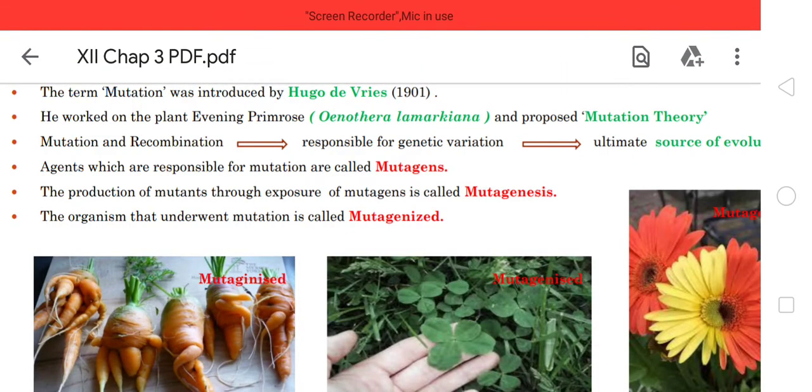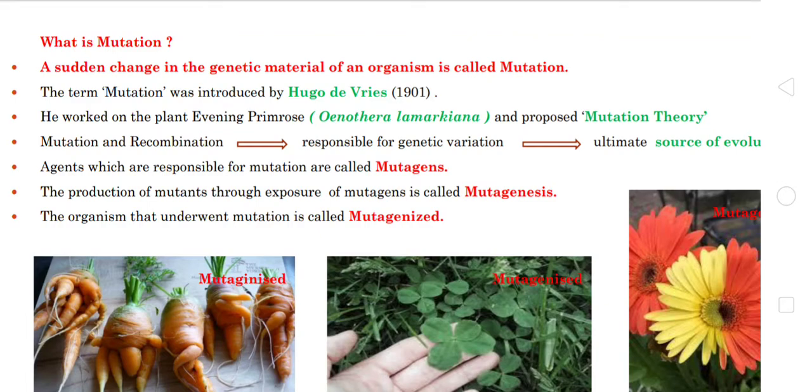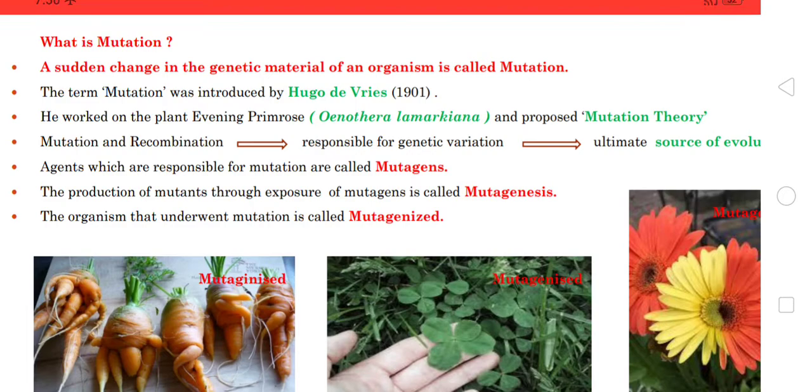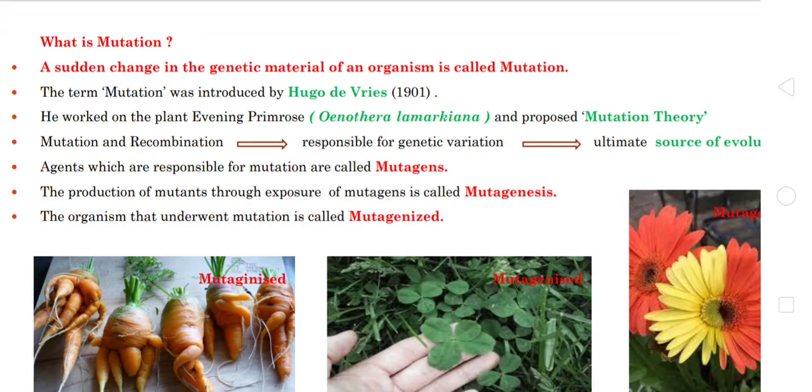Namaskaram students. In the previous session, we discussed the chromosomal theory of inheritance, in which we saw the salient features, historical development, and so on. If there are any changes in the chromosomal structure, what would happen? Ultimately, it leads to mutation. That's the topic we are going to discuss today.